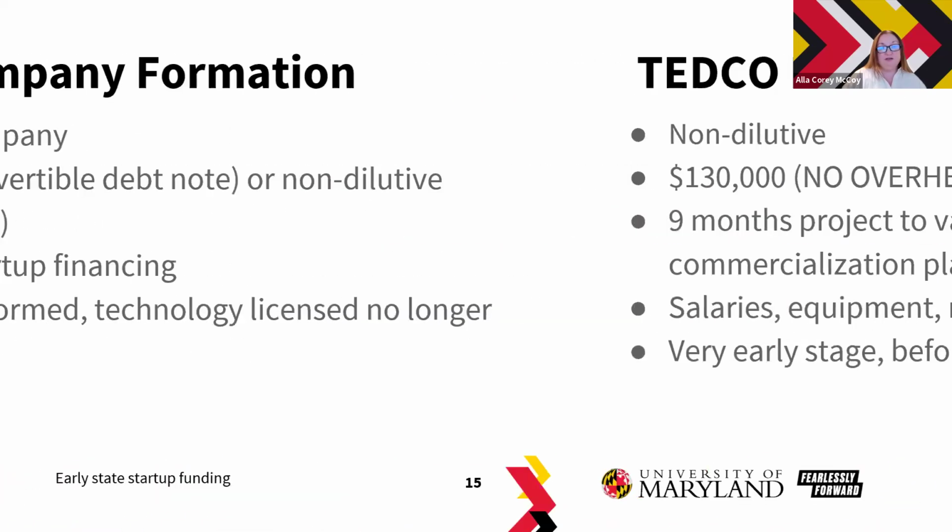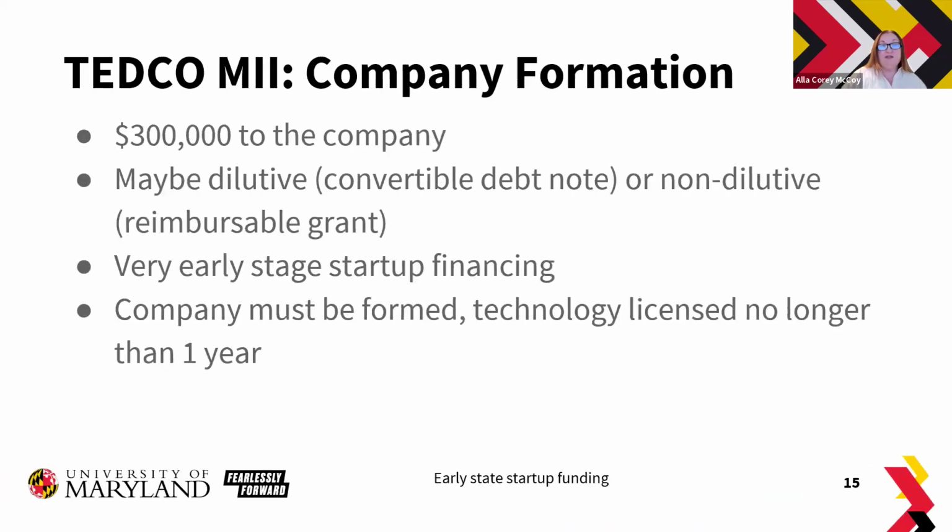Talked about competitions. So once you are done with your 9-month technology validation project, you typically would form your company. The company then would license technology into the company, and then the company could apply for the next phase of MII funding, called company formation.